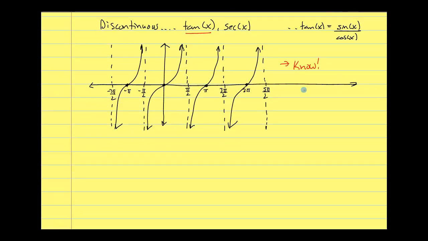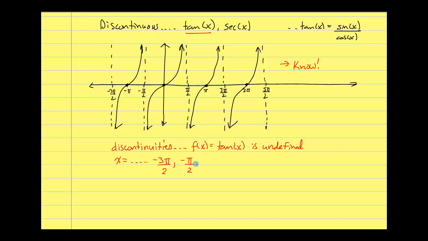Now let's talk about these vertical asymptotes. These are discontinuities. And not only are they discontinuities, these are places where the function f of x equals tangent of x is undefined. Okay, so how would we describe those? Well, it looks like this pattern continues and it starts off at negative infinity, dot, dot, dot. Then I see I have a discontinuity at negative 3 pi over 2, negative pi over 2, positive pi over 2, positive 3 pi over 2, positive 5 pi over 2, and then this pattern continues.